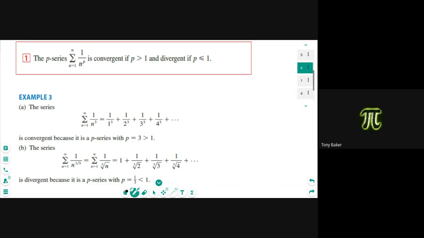So in the first series, we got 1 over n to the third. What's p? No, 1 over n to the third, p is 3. It's just the power. Since p equals 3, that is greater than 1. Therefore, that's convergent. And the bottom one, the power is 1/3 because it's the third root, right? So since my p is 1/3, that is less than 1. That is divergent.